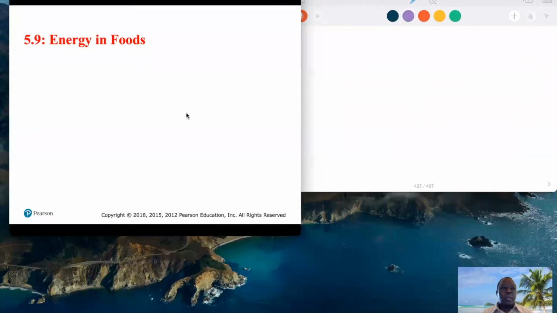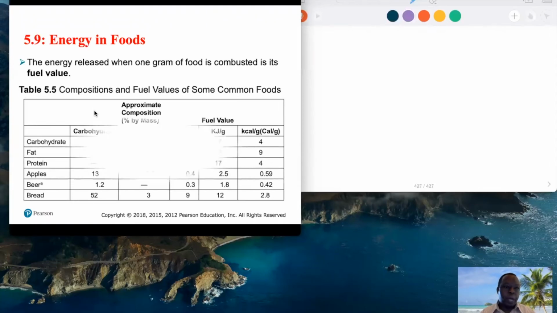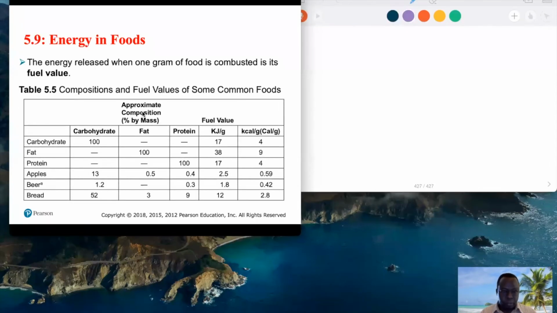Anyway, the last part I want to look at in chapter 5 is the energy in the food we eat and its relation to energy. Energy is given off when we digest food, and the food value given on table 5.1 indicates how many kilojoules are given off.